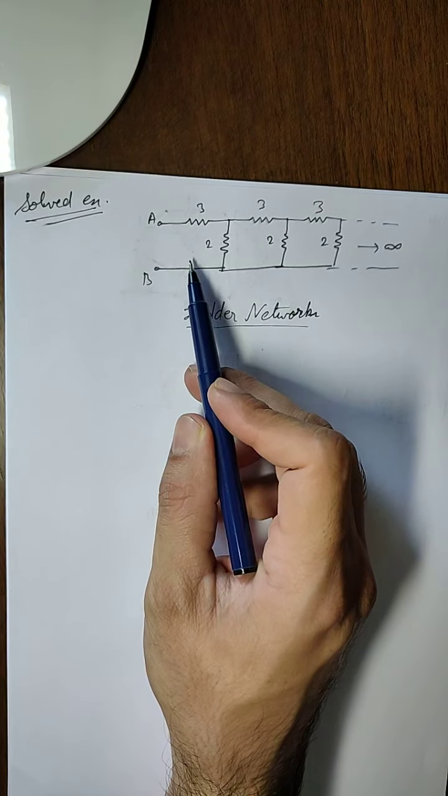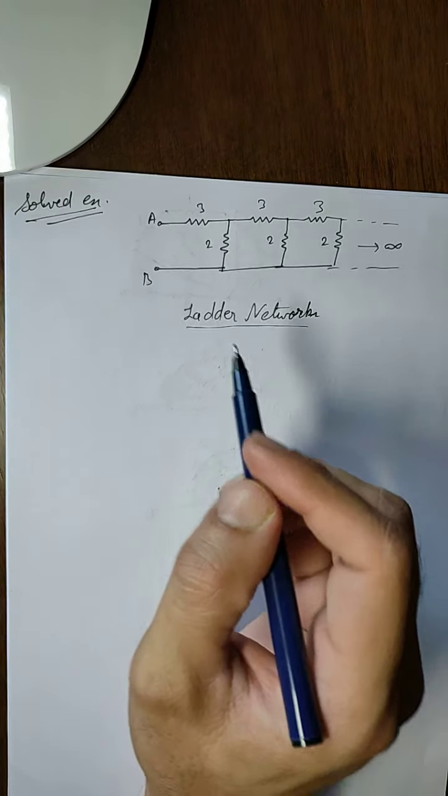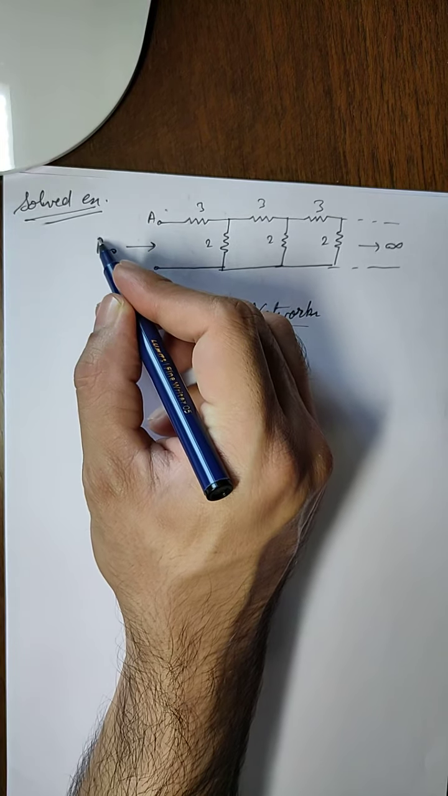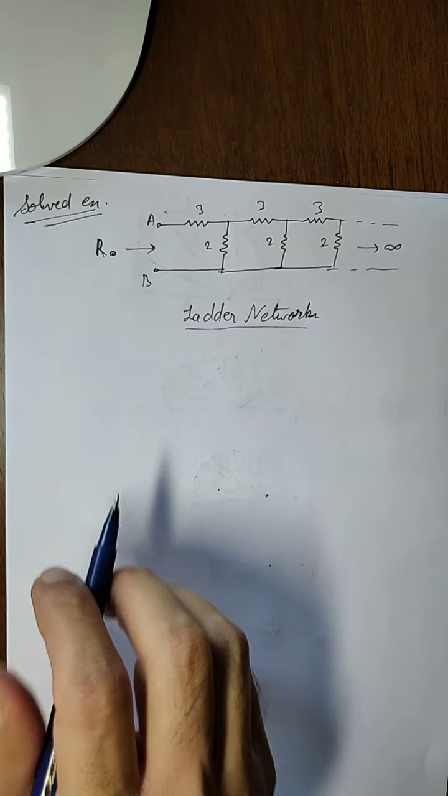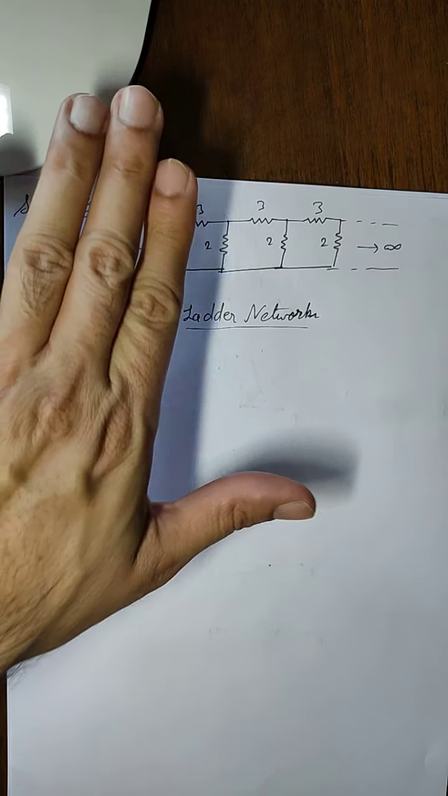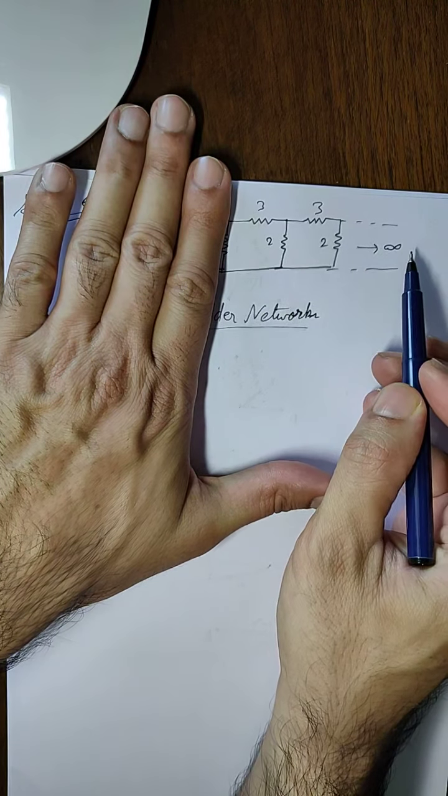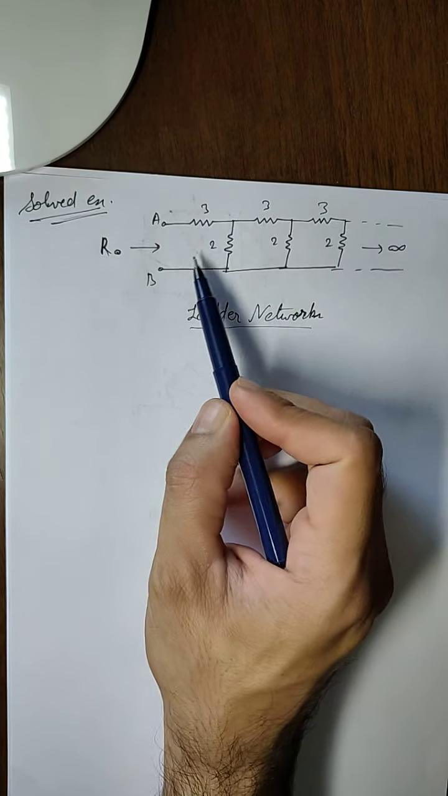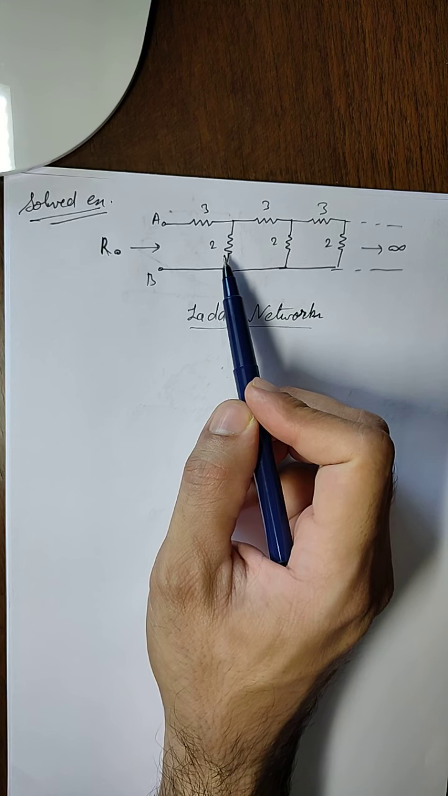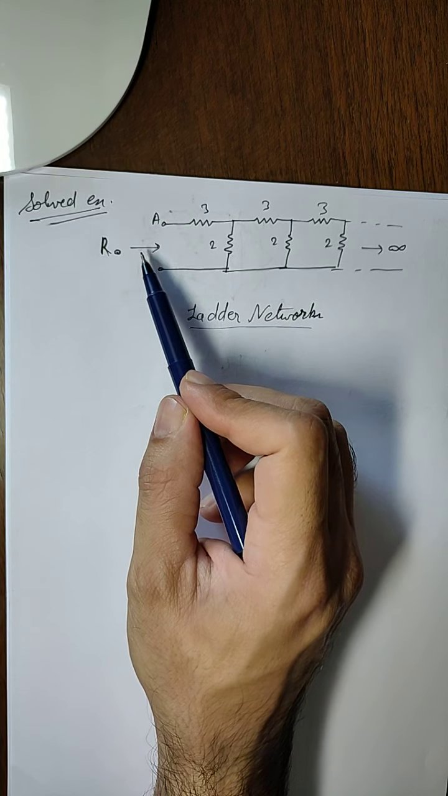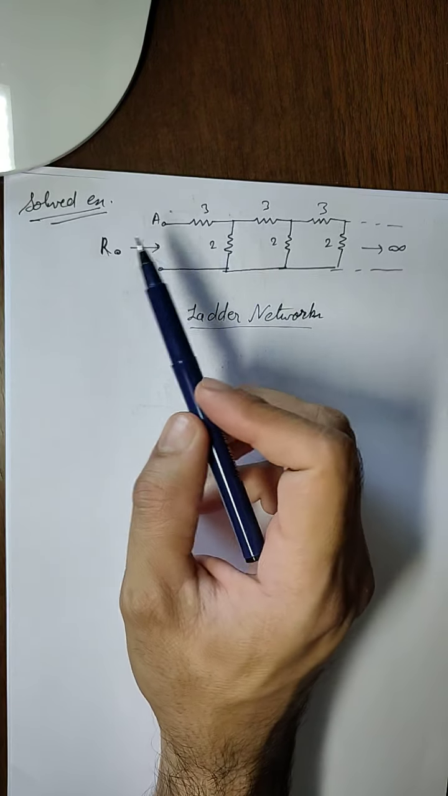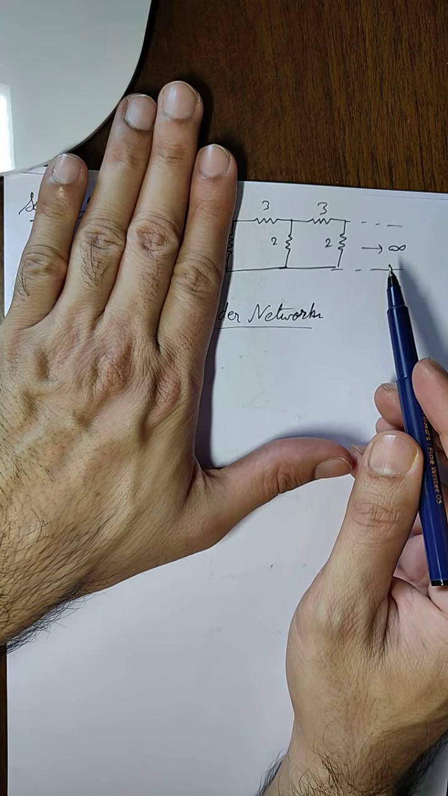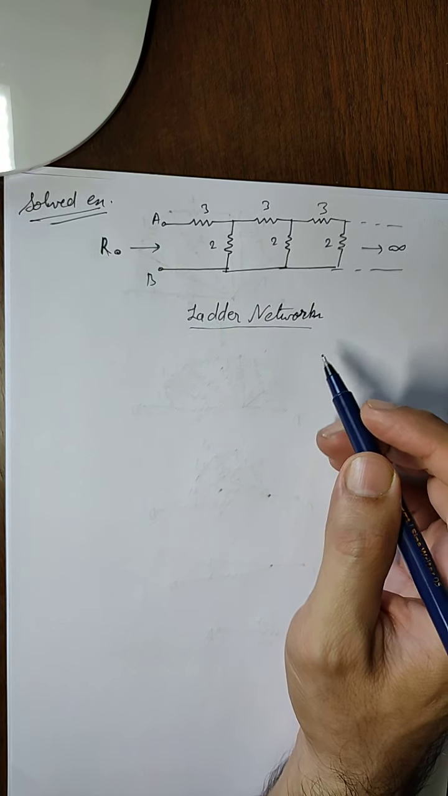Since this is the infinite ladder, we can assume that the value of the equivalent resistance will be equal to R naught. And now if we remove this first part from here, the remaining circuit will also have resistance R naught, because since it is an infinite circuit, removal of one branch will not change any value of the equivalent resistor. So the equivalent resistance of the entire network can be taken as R naught, and equivalent resistance of the entire network minus this branch will also be equal to R naught.